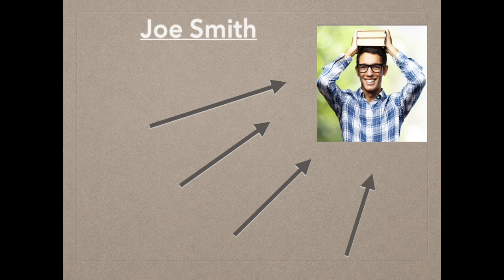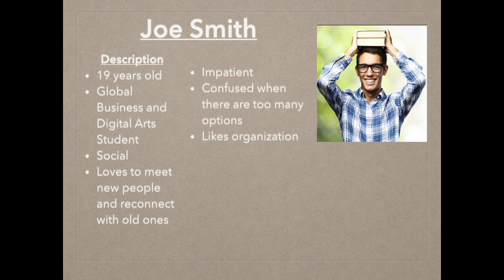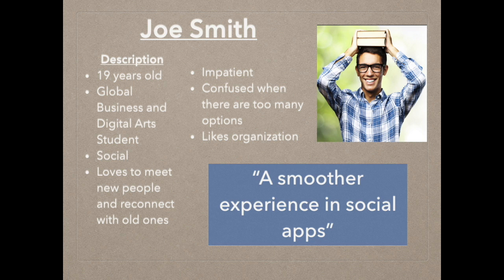This is Joe Smith. Joe Smith is a 19-year-old global business and digital arts student. He is very social, loves to meet new people, and reconnect with his old ones. He is, however, impatient, confused when there are too many options, and likes things organized. The only thing Joe Smith wants is a smoother experience in social apps.